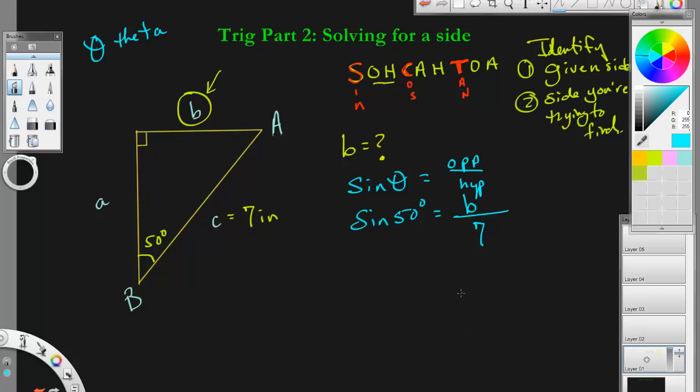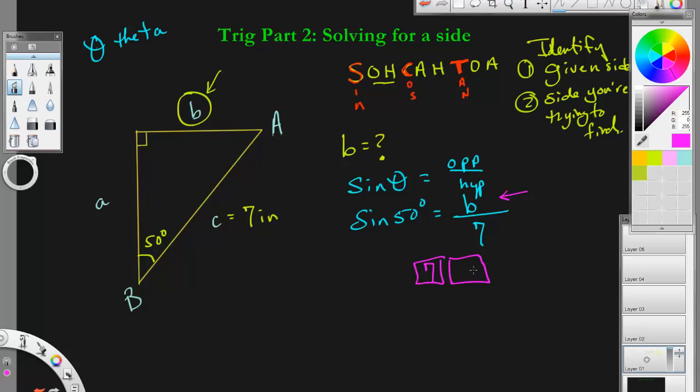Okay, so we have now chosen the proper one, we have set it up, and now we have to solve it. And what I always tell people is if the letter is on the top and the number's on the bottom like this, you multiply. So this is going to become 7, like the buttons you would have to push.